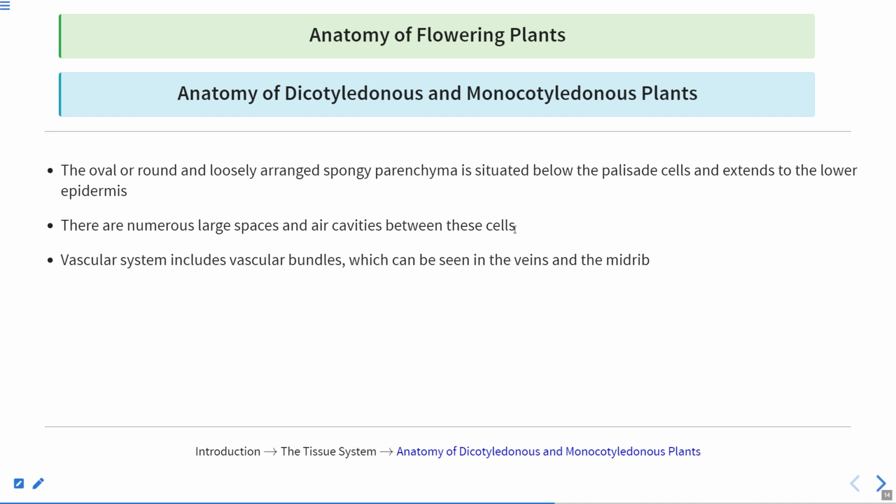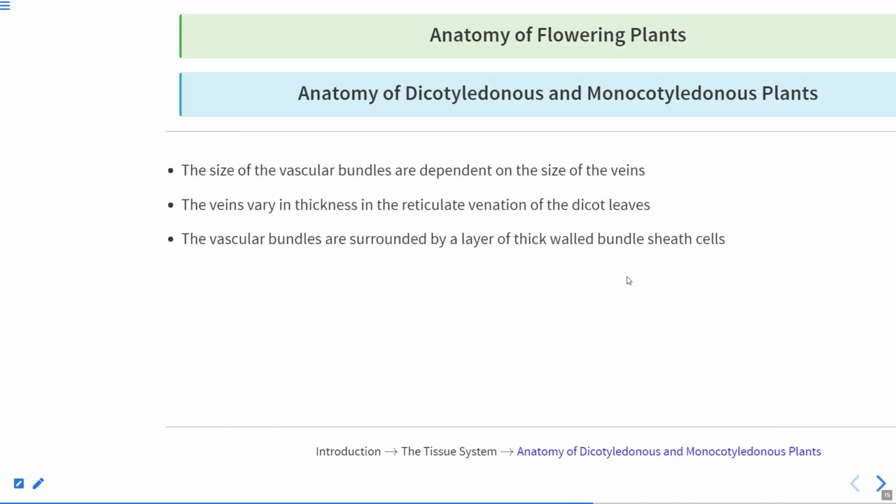Okay, the vascular system includes the vascular bundle, which can be seen in the veins and the midrib. When you cut the cross section, it crosses the midrib region and the veins also. When you see the internal structure, that part shows the presence of vascular bundles. These vascular bundles form the vascular tissue system, right? And it is shown in the veins and the midrib region.